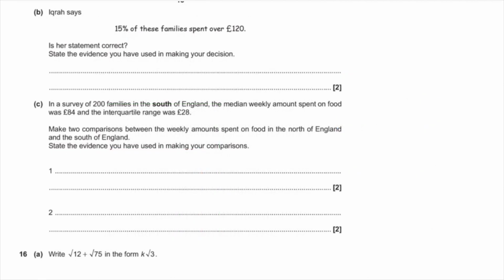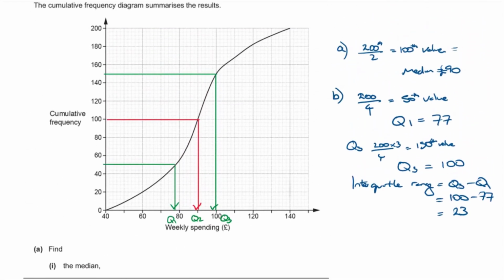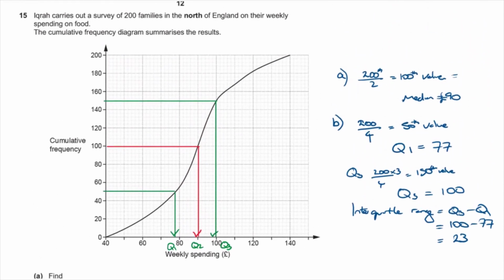Icarus says 15% of these families spent over £120. Is her statement correct? State the evidence you have used in making your decision. So have 15% of these families spent over £120. Okay, so I think we can use the top 15% here, can't we? So what we're looking for then is the top 15% of 200 people. Now 15% of 200 is 30, isn't it? So it's 30 people. So 30 people down from 200 is, we need to look across at 170, don't we?